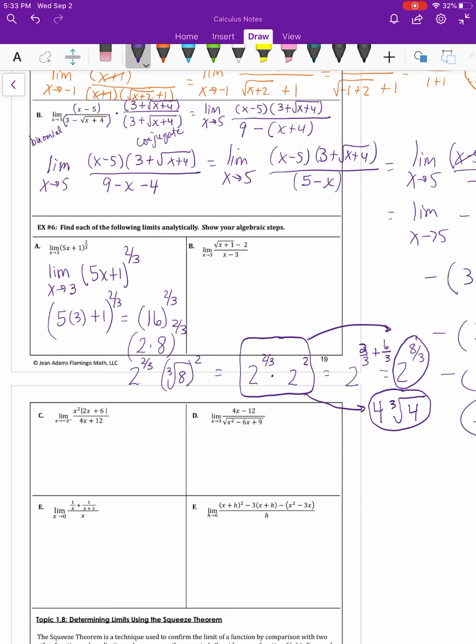Part B, the first thing I do is see that I'm going to have division by 0 if I use substitution. So then I'd say, oh, well, this is my binomial that I need to multiply by the conjugate. So this is going to be square root of x plus 1 plus 2 over square root of x plus 1 plus 2. And we have the limit as x approaches 3. When we multiply square root times square root, I get the x plus 1. Middle terms go away. Negative 2 times positive 2, negative 4.